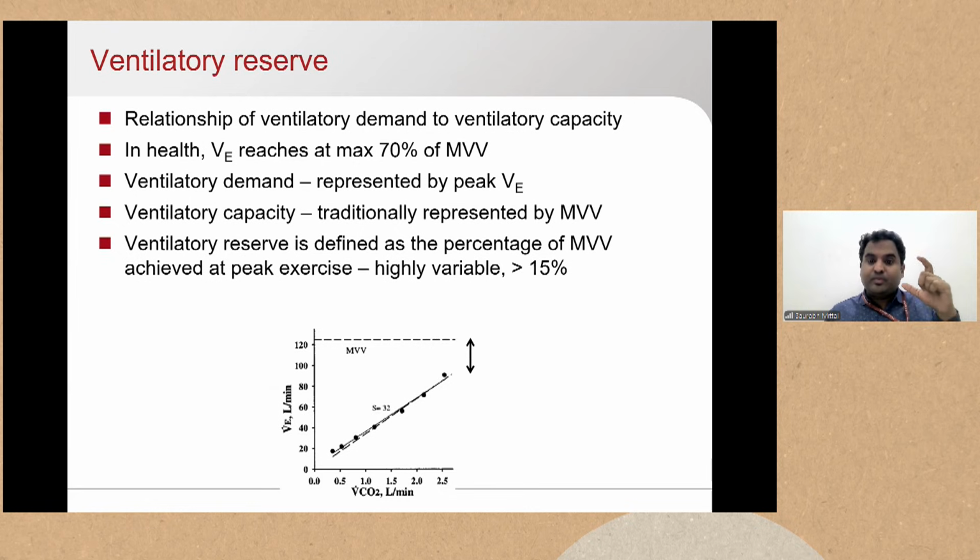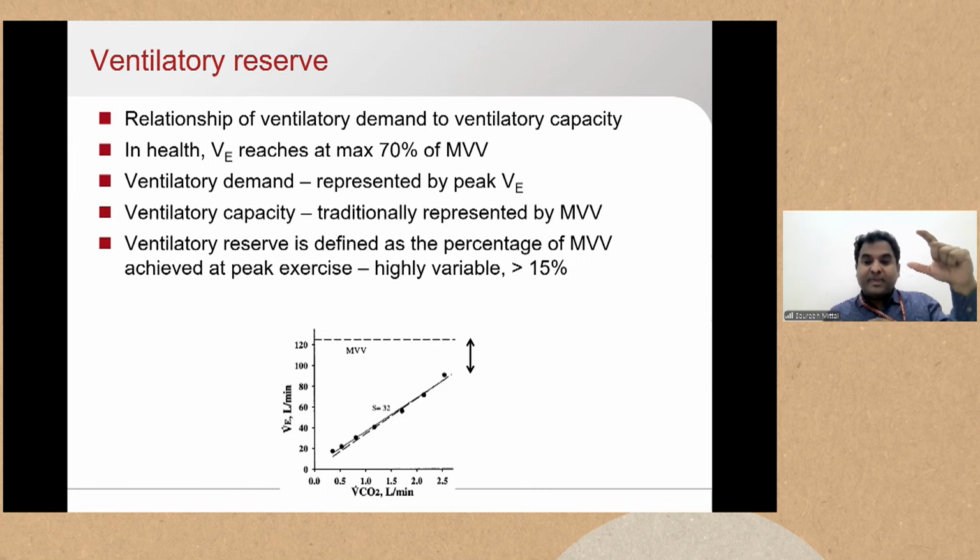I think this is one of the most important concepts for the pulmonologist to understand in CPET. What can maximally be achieved is the MVV, but what the patient maximally achieved during the test is called the minute ventilation, and the gap between the two is called the ventilatory reserve. That ventilatory reserve has to be at least 15%.